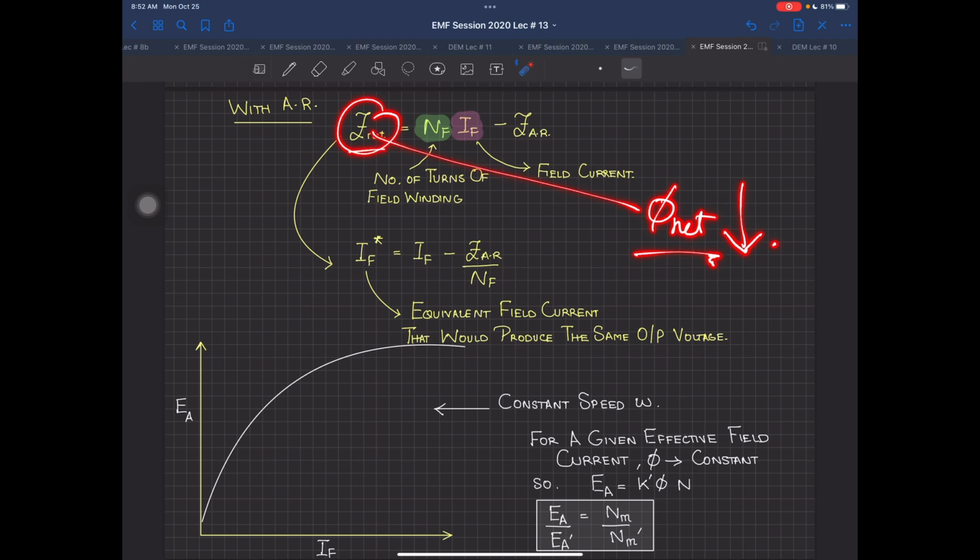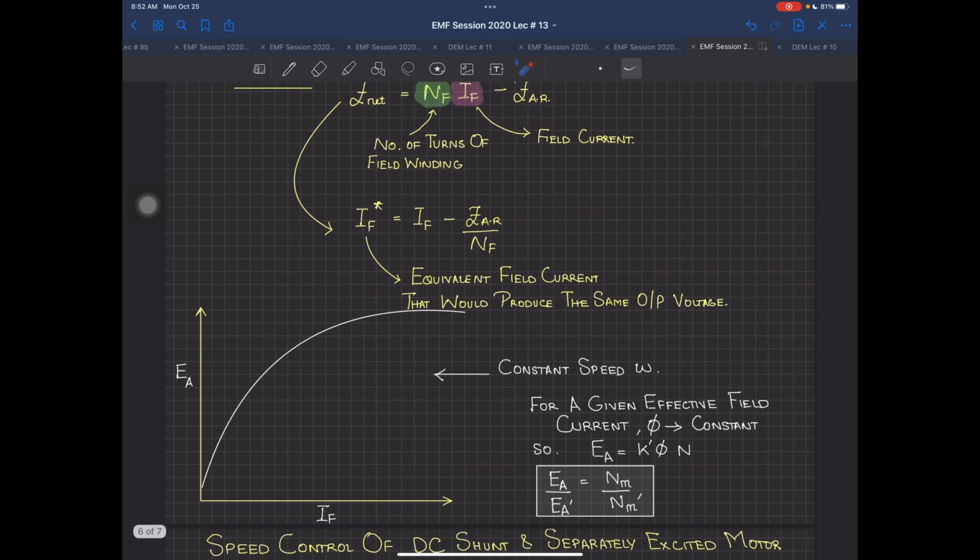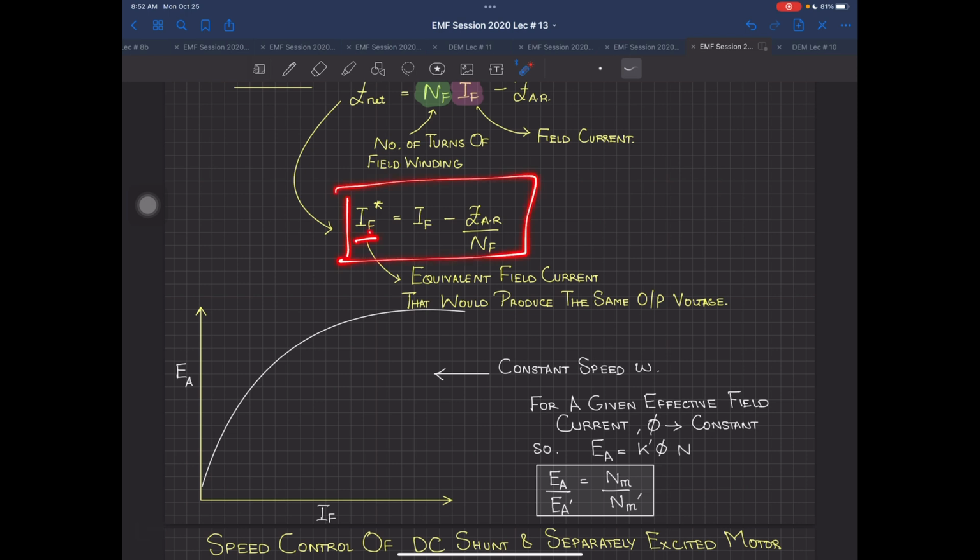So this means that when your net flux is decreasing, the total torque of your machine is also decreasing. If I convert this relationship by dividing both sides by NF, the NF and NF cancel, so I have NF over here, and if I also divide by NF over there, this is the hypothetical equation. You can't use it for practical values, but this is the hypothetical equation, where this is written as IF hysteric.